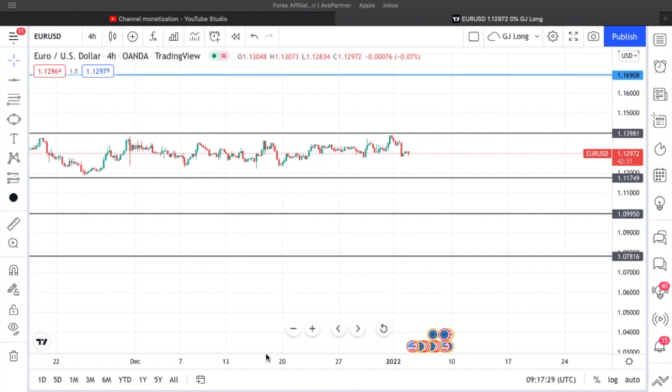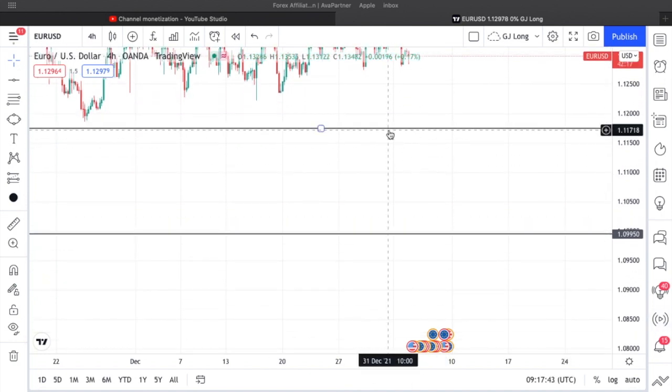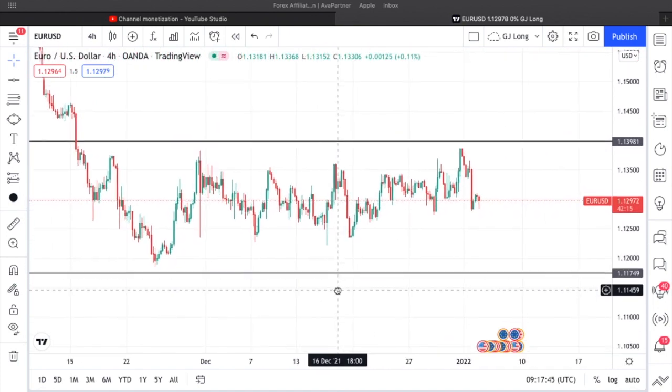So now we move to our 4-hour time frame. So on our 4-hour time frame, I'm sorry, my network is a bit slow, but on our 4-hour time frame, this is where we try to identify the direction of the trend, whether it's an uptrend, a downtrend, or a consolidation.